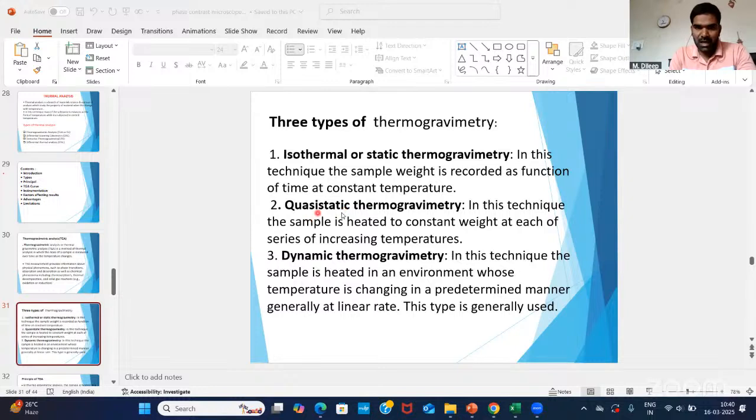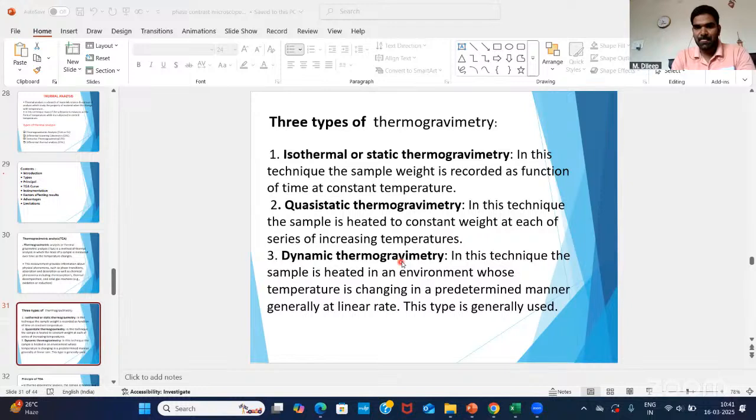Quasi-static thermogravimetry. In this technique, the sample is heated to constant weight at each of a series of increasing temperatures. So in quasi-static thermogravimetry, the sample will be heated up to a constant weight. In each series the temperature is increased, and the weight of the sample becomes constant. This is quasi-static thermogravimetry.